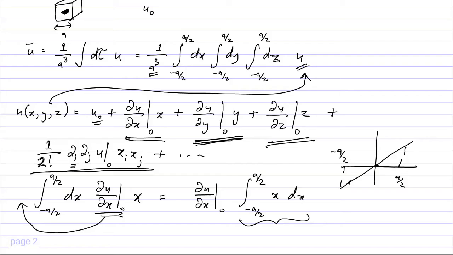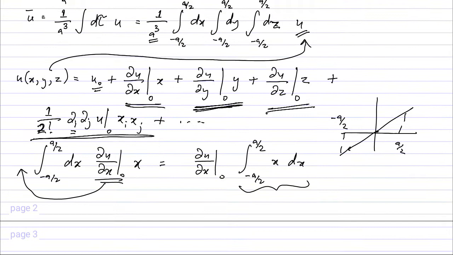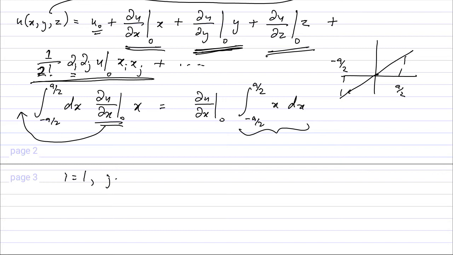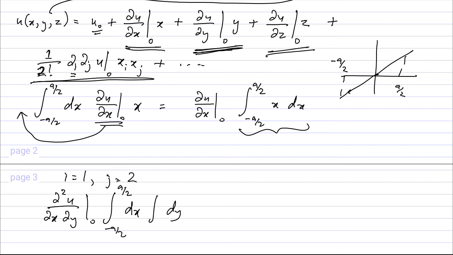Now this second order term contains terms where i is equal to j and where i is not equal to j. Okay. Now if i is not equal to j, let me give you an example. Forget about this 1 over 2 factorial for the time being. Let's take the example i is equal to 1 and j is equal to 2. Then you're dealing with a double derivative of u with respect to x and y at the origin. This goes outside the integral, and then you have dx from minus a by 2 to a by 2, dy from minus a by 2 to a by 2, dz from minus a by 2 to a by 2, and you have i is equal to 1 and j is equal to 2. So this xi xj becomes xy.